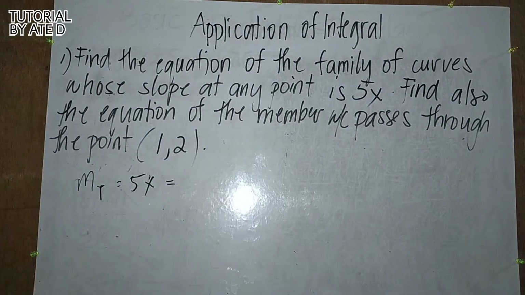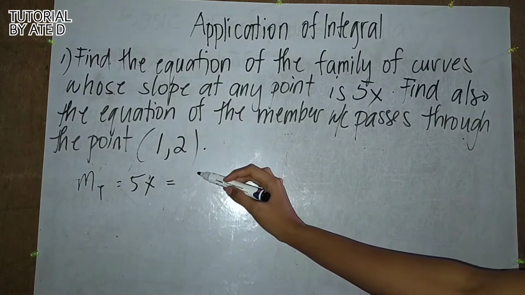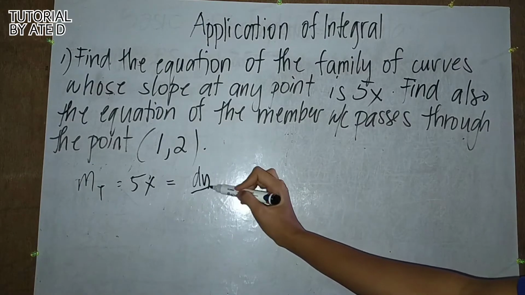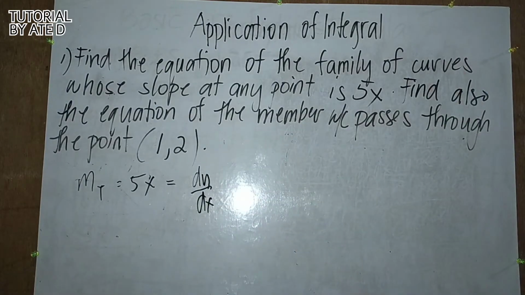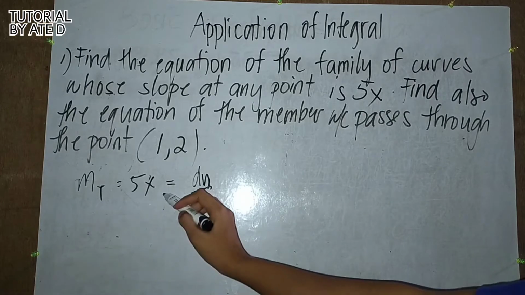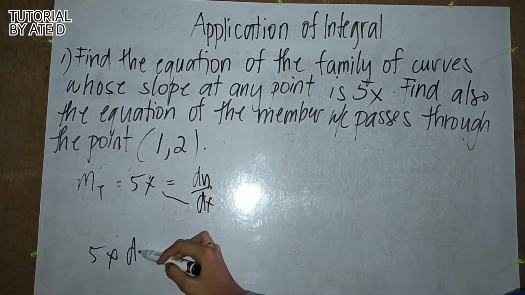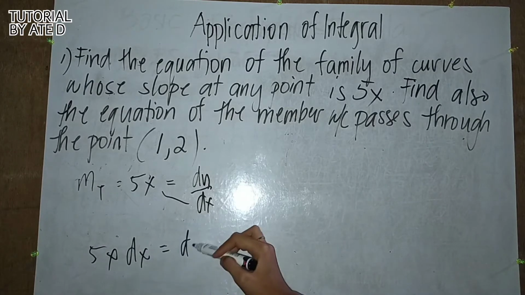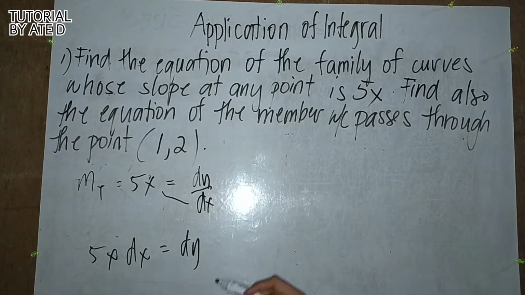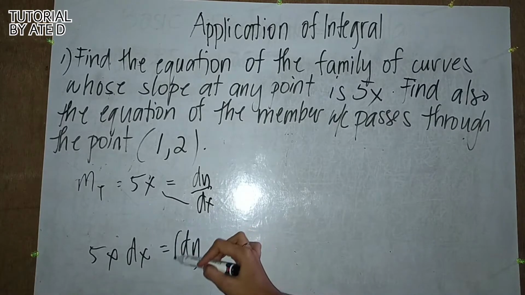Pero ang slope ay pwede ding makuha gamit itong dy/dx, pagkuha ng derivative of that function. So, aayusin natin. I-cross multiply natin siya. So, 5x dx is equal to dy. Ngayon, kukuhanin natin ang integral ng function na ito.